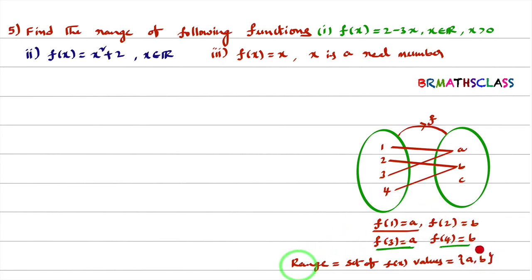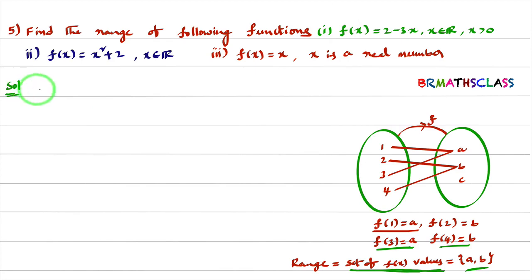What is the range definition? The set of all images of domain set. The set of all f of x values. Try to understand. What is range? The set of all images of domain set is called range. Range is nothing but set of f of x values. This is important. You observe here. To find the range, I need to find out f of x values.